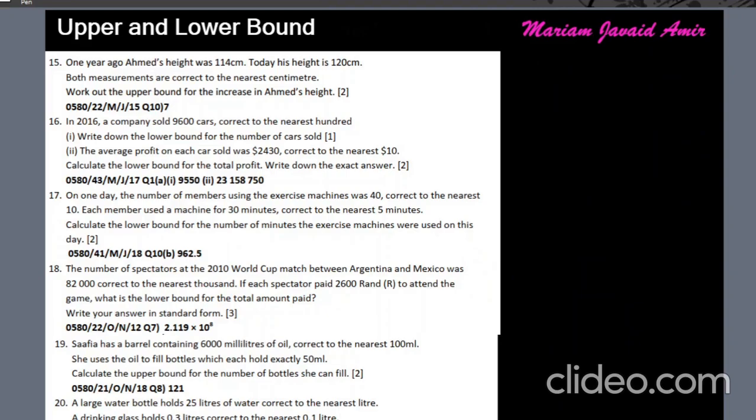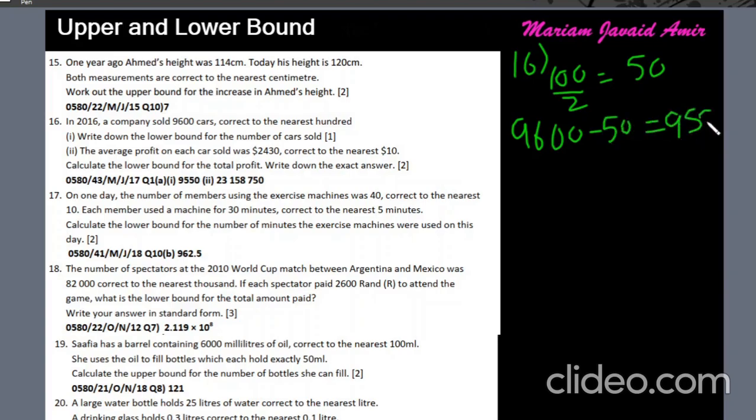Question 16 is, in 2016 a company sold 9600 cars, correct to the nearest 100. So write down the lower bound for the number of cars sold. So correct to the nearest 100 means divide it by 2, which is 50. So subtract 50 from 9600 and we get 9550. Answer for 16.1.